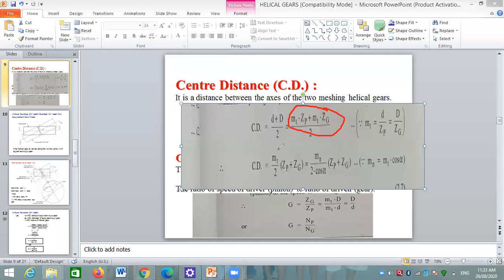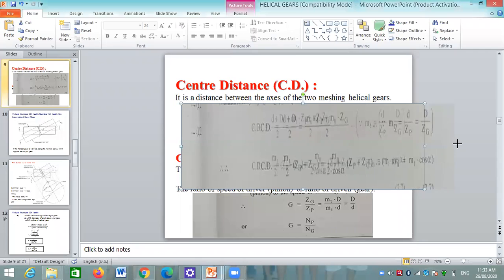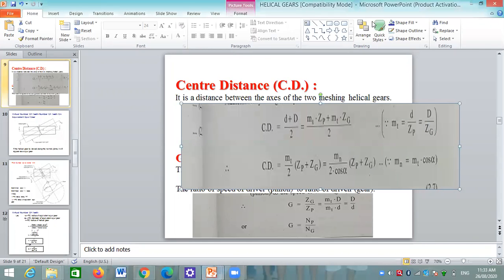m into z. Z is a number of teeth, p for a pinion and g for a gear, and mt is the transverse module. Okay, mt is here transverse module, therefore center distance is equal to mt into zp plus mt into zg divided by 2. We will take mt as a common, then center distance is equal to mt by 2 into (zp plus zg). Okay, this is its formula for center distance of the helical gear, where mt is the transverse module.